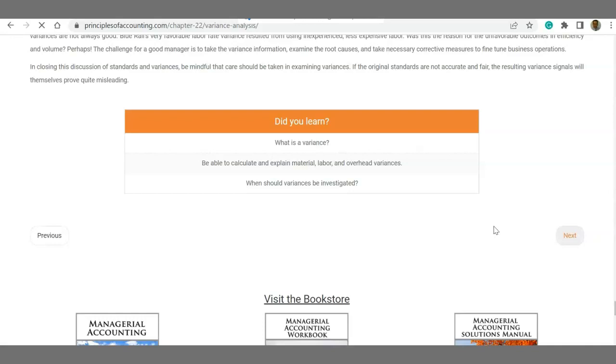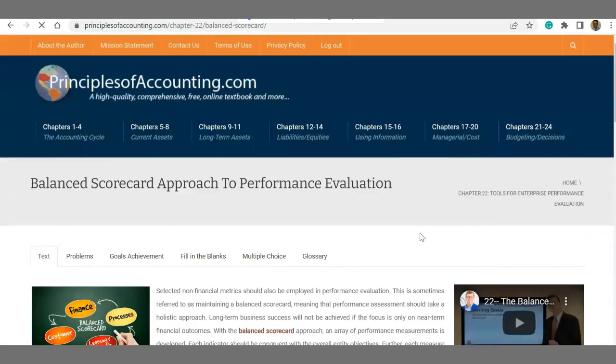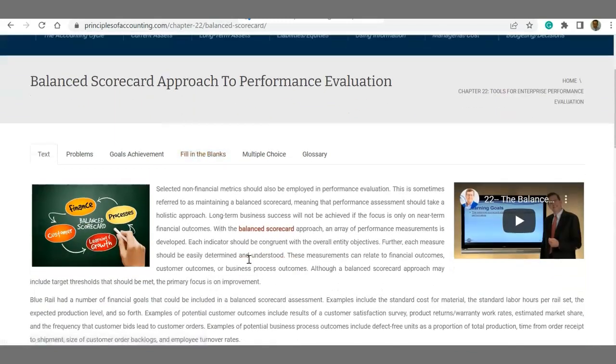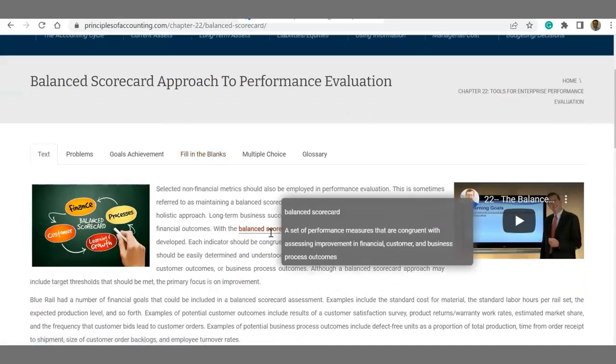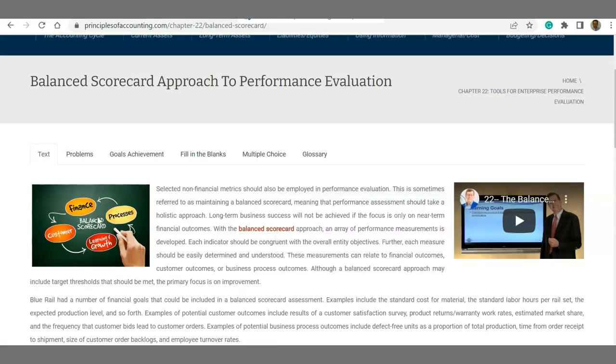As I said, this chapter 22 was technically 2 chapters in a regular book format, so that's why it is a little bit long. Even now with the balanced scorecard, maybe you can say it's close to 2.5 chapters of a book. The balanced scorecard is a set of performance measures that are congruent with assessing improvement in financials, customers, and business process outcomes. So you create a balanced scorecard to make sure that all these 3 things are working properly.